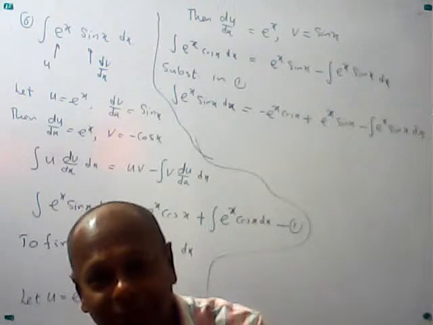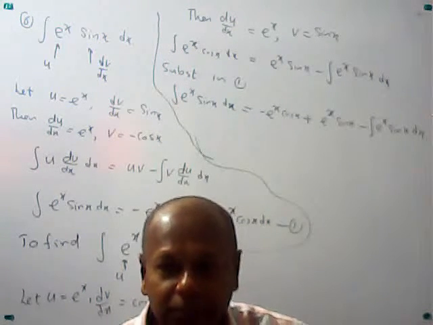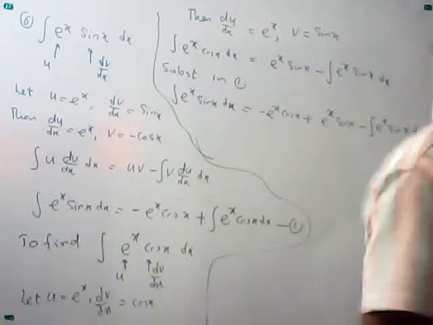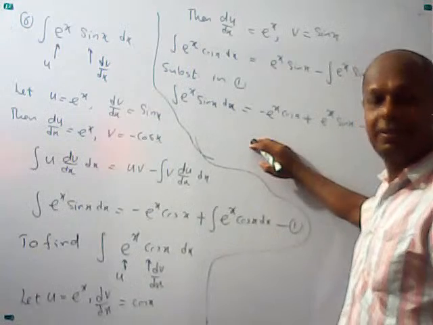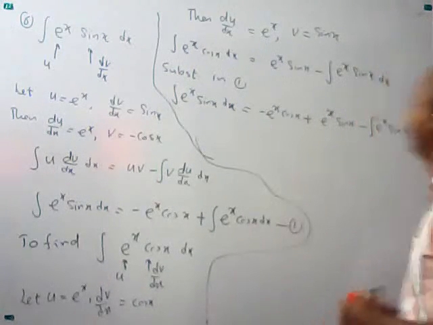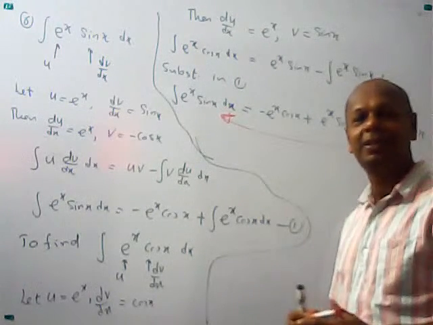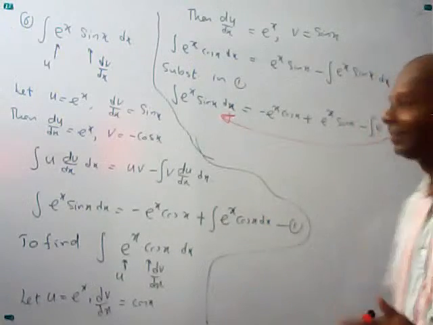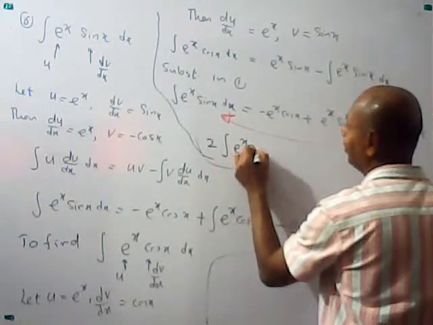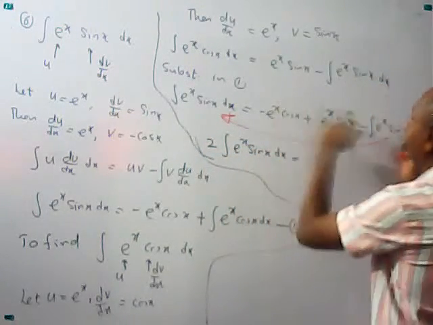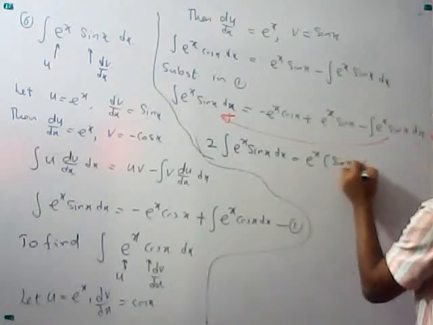Once you got up to this, what's the next step? It's a very simple thing to do. If you have come up to this, the next step is very easy. You should have seen this. Send this to the other side. It will be doubled. So 2 times the integral of e^x sin x dx. From the right hand side, you can take e^x out. That will give you sin x minus cos x.